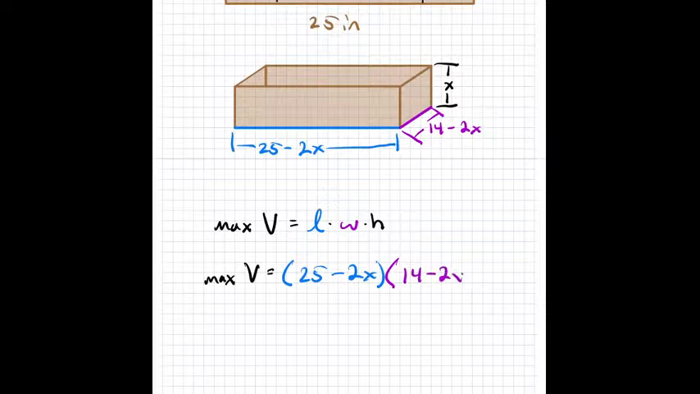Let's expand this out so it's easier to take the derivative. Because again, we want to maximize, so we need to look at the first derivative. Okay, so I'm going to FOIL. If I have 14 quarters, if I had 12 quarters, that's what?